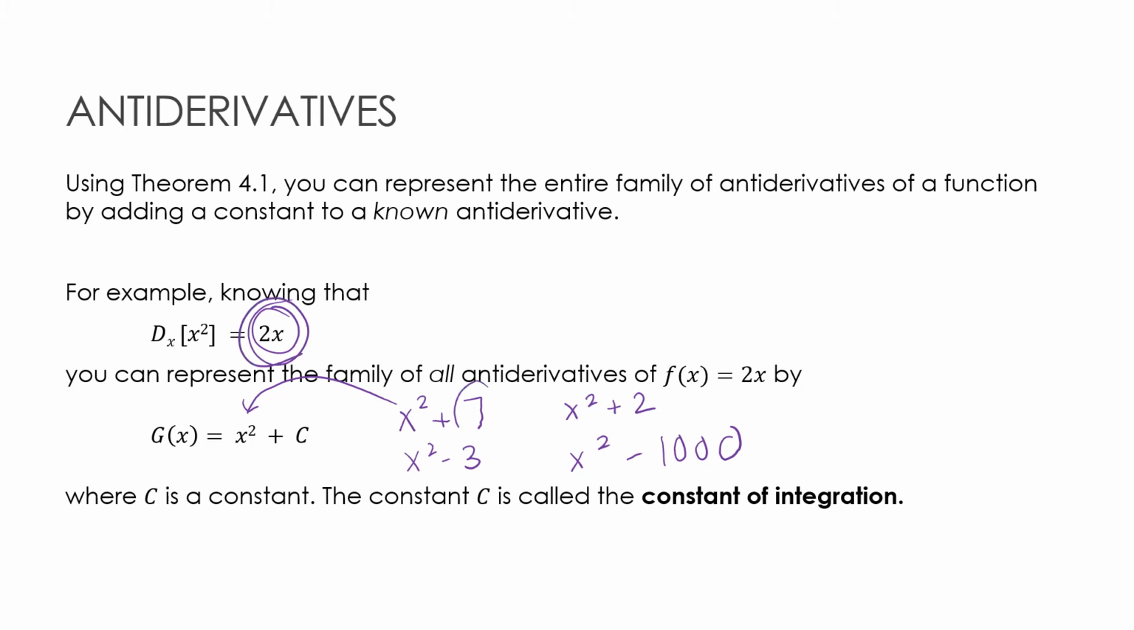And so again, these values that I'm adding and subtracting are all in the same family, and of course would just shift our graph a little bit. So again, the c that creates that family, instead of having to write out all of the options, I just write plus c, and c is called the constant of integration.